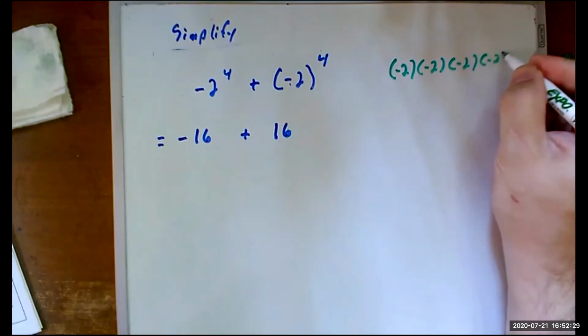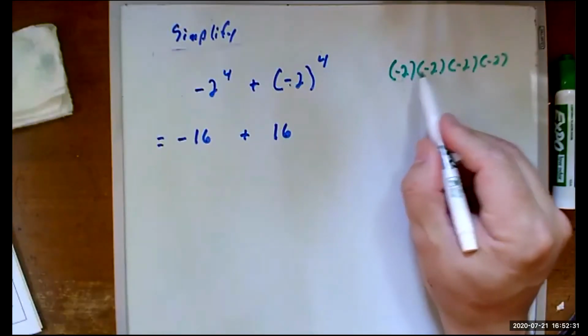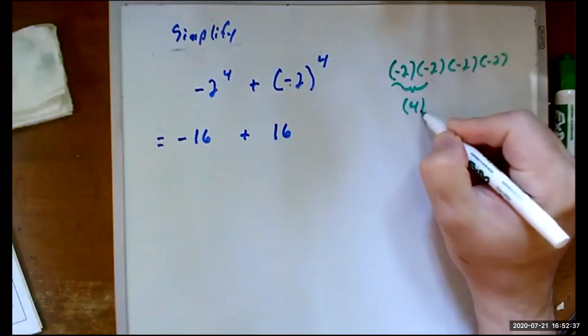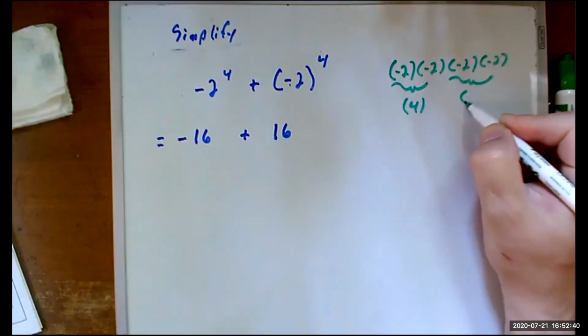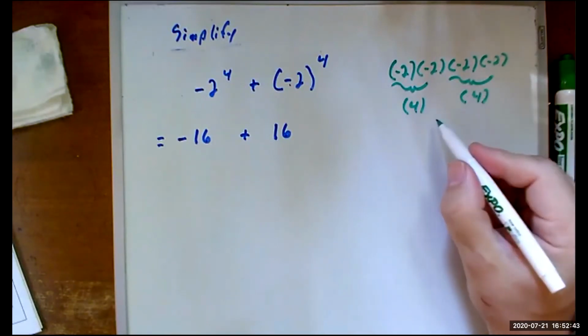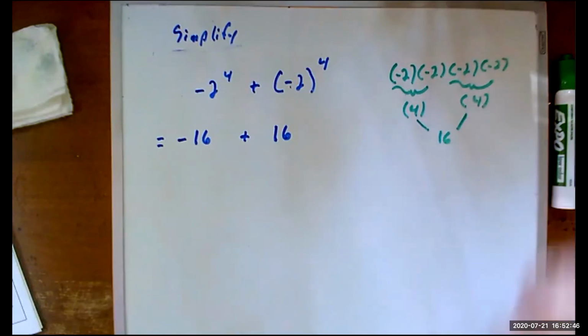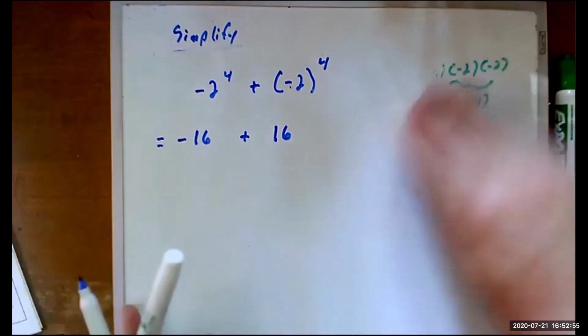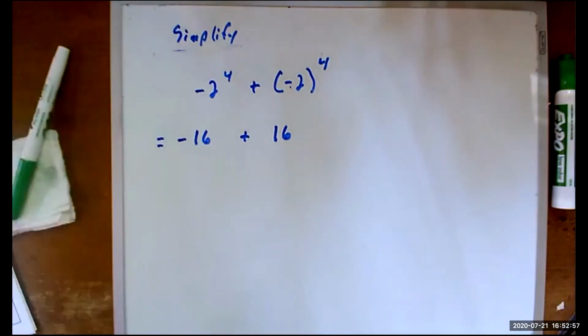Those of you who are not quite seeing why my negative disappears there, I'm just going to do this over here. This becomes negative 2 times negative 2 times negative 2 times negative 2. With each pair, negative times a negative becomes a positive, so that becomes a positive 4. And the same thing happens here, a positive 4. And then my positive 4s multiply together, and I end up with my positive 16. So, having done that, negative 16 plus 16 and we end up with 0.